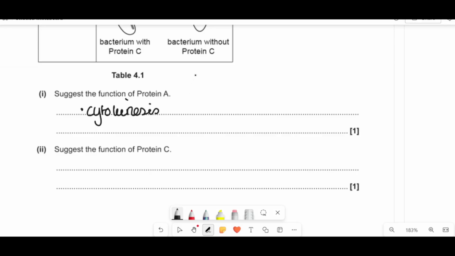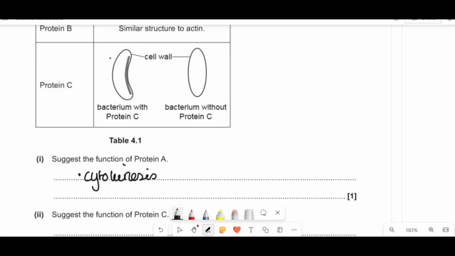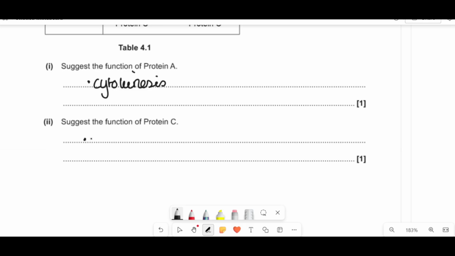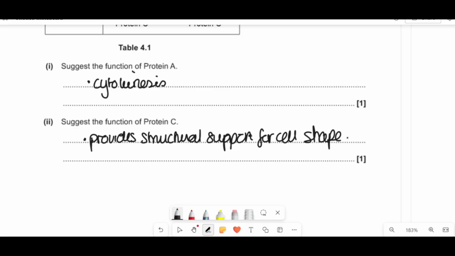So state the function of protein C. If you have a look at protein C, what's going on here is after that, we remember we've got a new cell wall being made for each of these. So it's something to probably do with helping it have its cell wall until it's being built, or the cell membrane, as in it's maintaining the cell shape or structure. So provides structural support to cell shape.